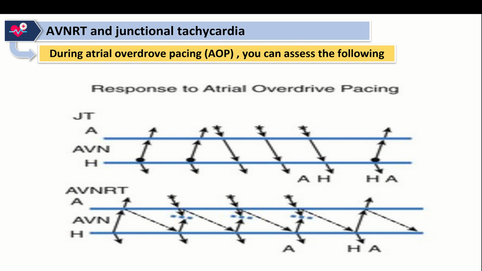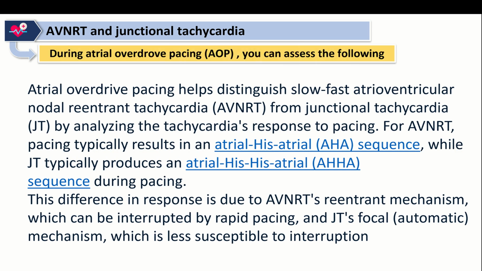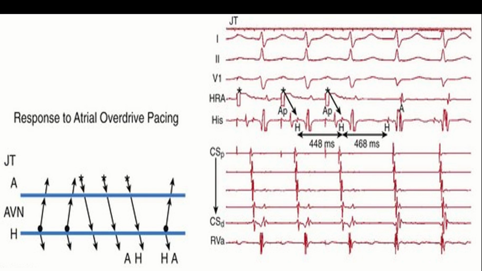So the response is AH, then retrograde HA. So it's HA response. This is the main concept that we have to know. Good. Let's go to an example to illustrate atrial overdrive pacing in junctional tachycardia.